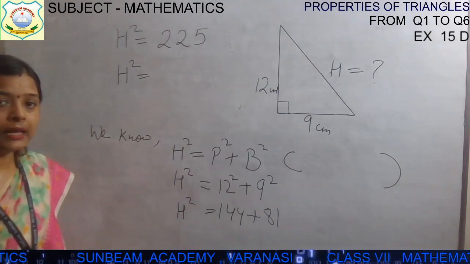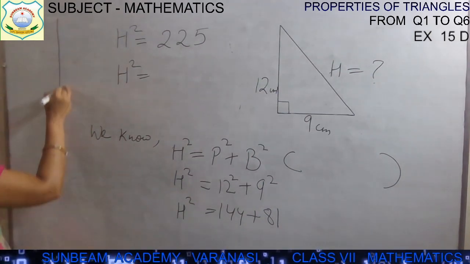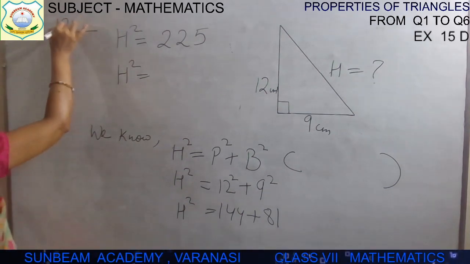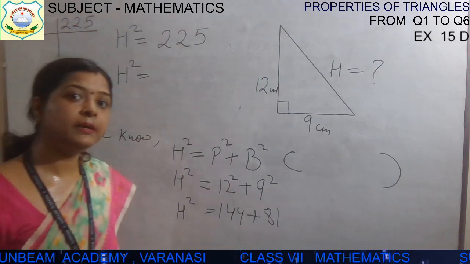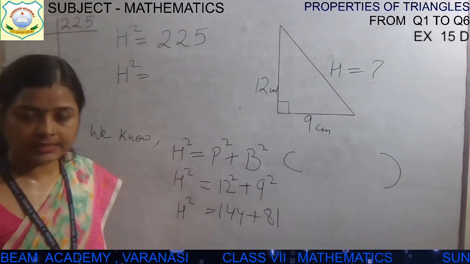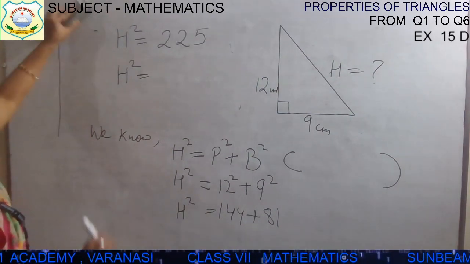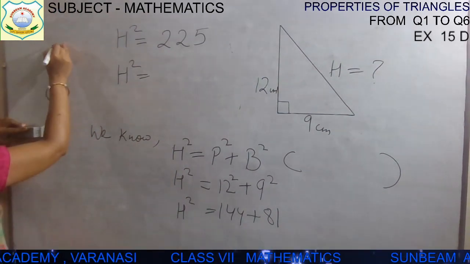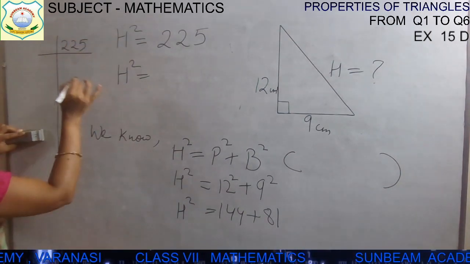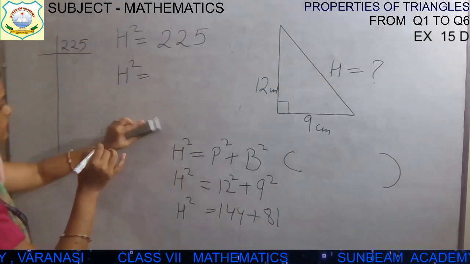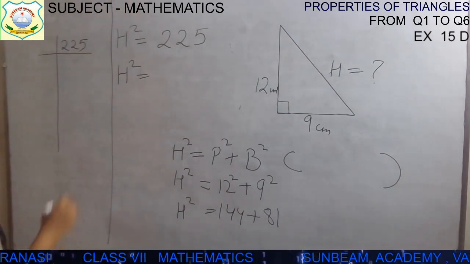So how will we find it? For that we can do the prime factorization, children. Please see here. You can use the prime factorization method. It will be easy for you. Now, first of all, we will draw it properly. 225. This you will do in rough, children. This is my rough part.